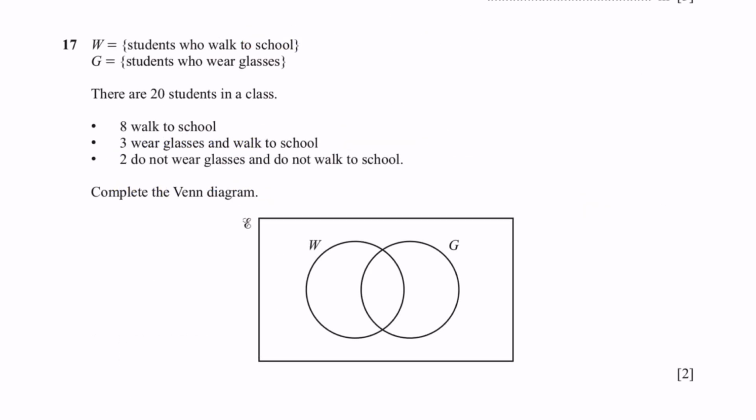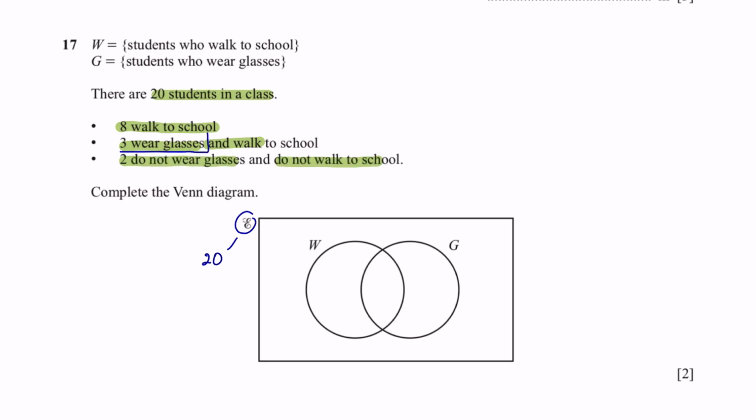Next, question 17. W is the Venn diagram for students who walk to school, and G are for the students who wear glasses. There are 20 students in a class. It means that the total here is 20. 8 of those who walk to school, 3 of them who wear glasses and walk to school, and 2 do not wear glasses and do not walk to school.